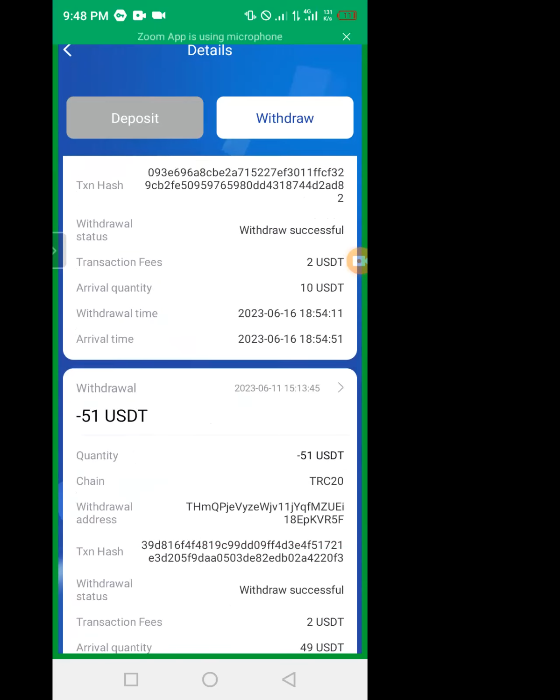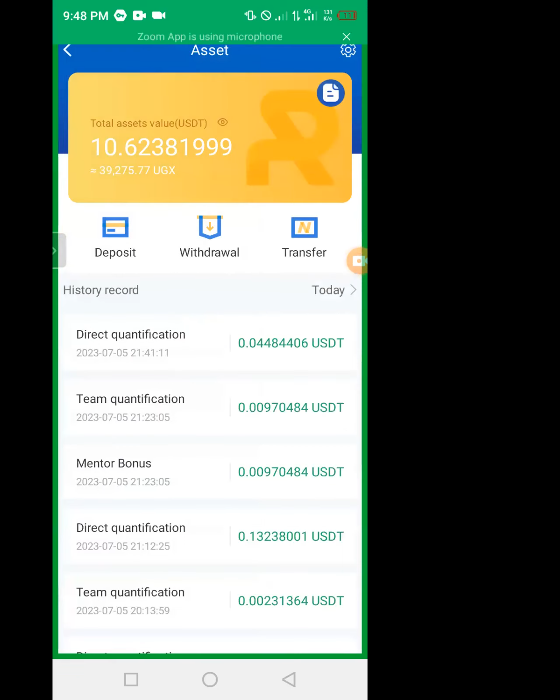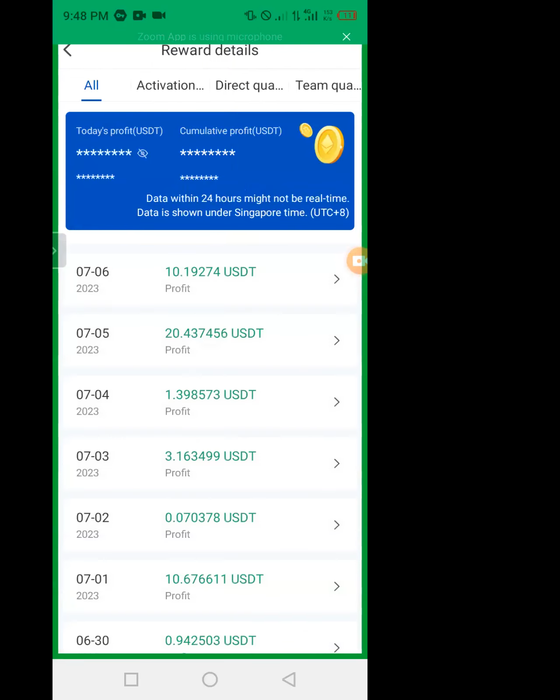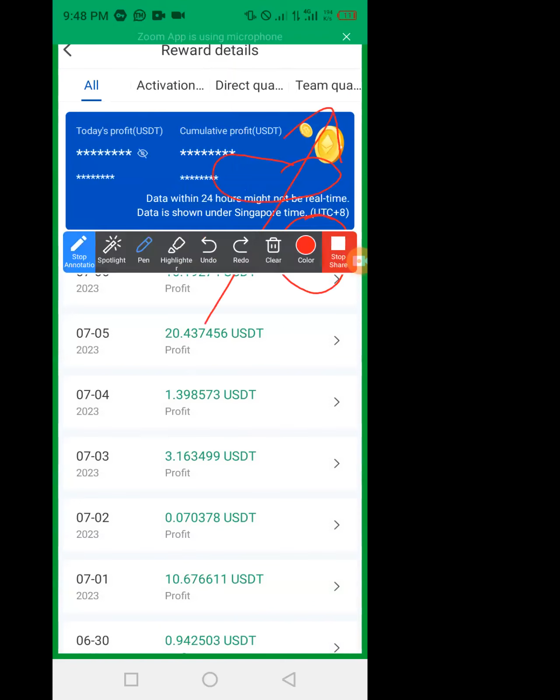So all these monies were withdrawn, and I used them. So let's go to reward details. I told you, reward details is the money that you earn from team members. I told you we are already on the 6th.